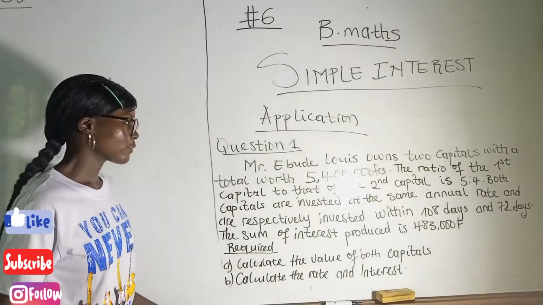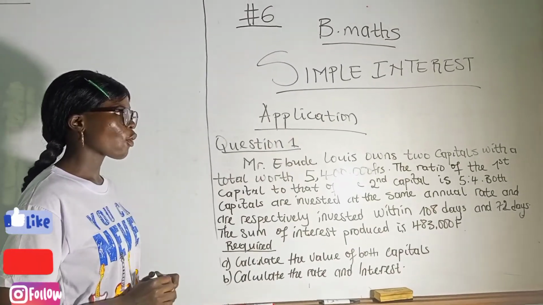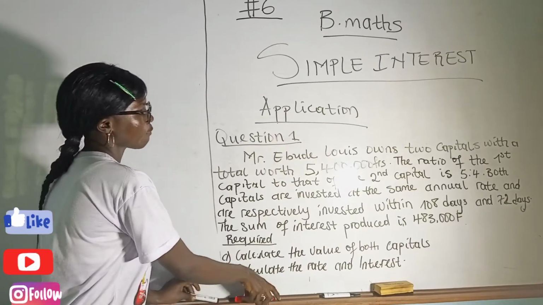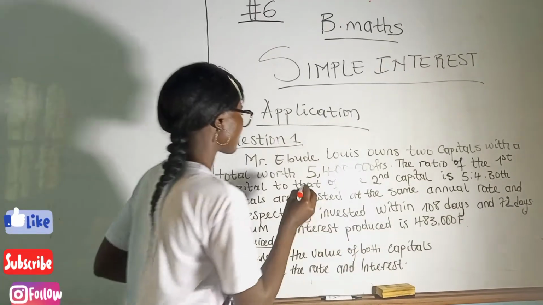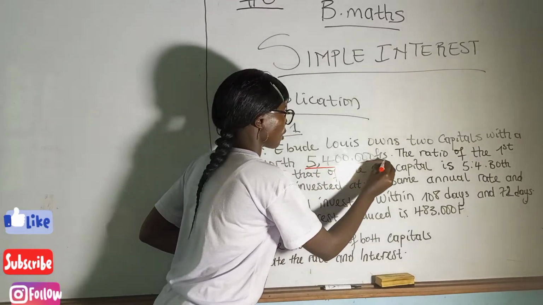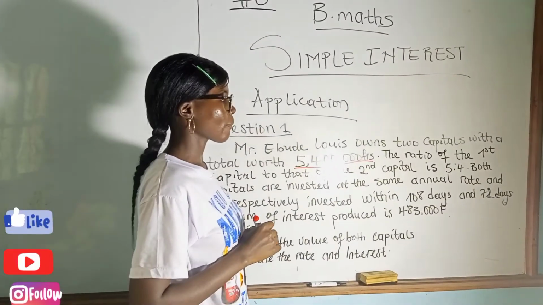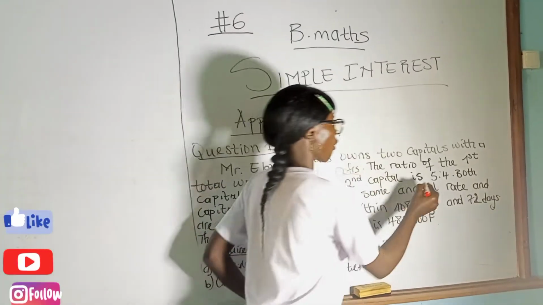The application goes as follows. Mr. Ebudu Luis owns two capitals with a total worth of 5,400,000. The ratio of the first capital to that of the second capital is 5:4.